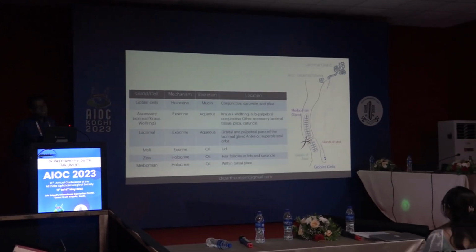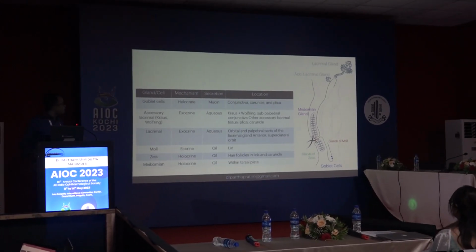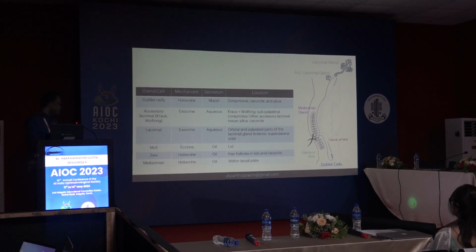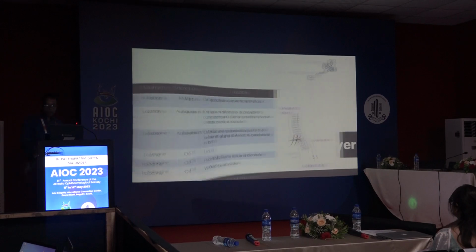For example, the goblet cells secrete the mucin and are primarily responsible for it, whereas the aqueous part comes from the lacrimal gland and the accessory glands, and the oil part of the tear film comes mainly from the holocrine glands situated in the lid and the hair follicles.